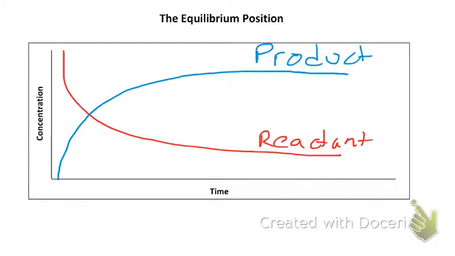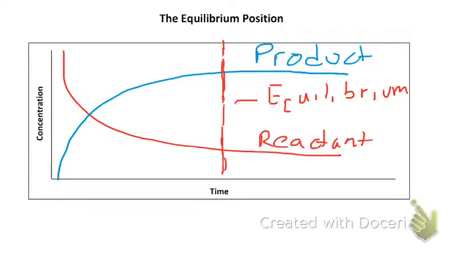All right? Now, where the two rates become equal, right about here, this is where equilibrium has been achieved. So we're going to call this the equilibrium point. Okay, this is where equilibrium becomes established, and you should see that the two rates are equal here, the reactant and product rates.